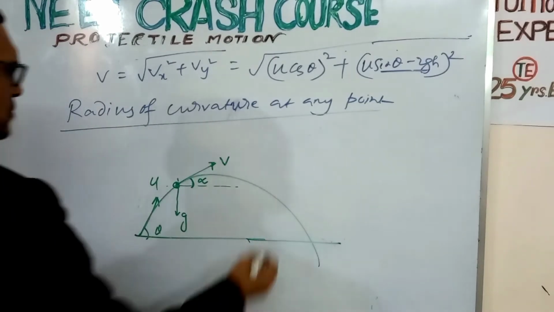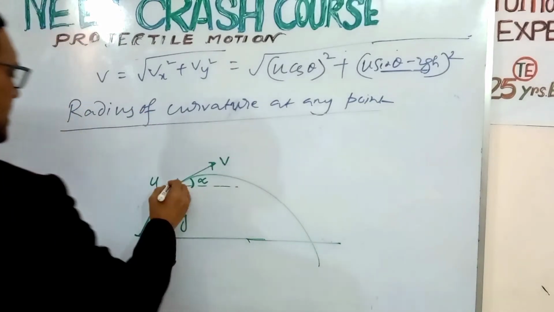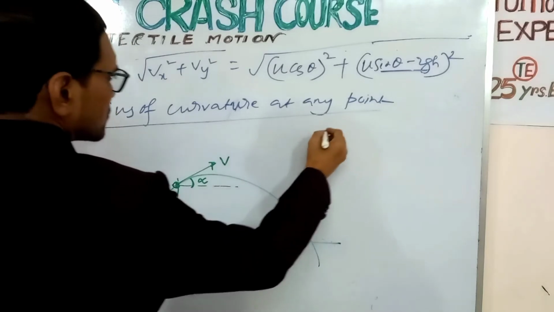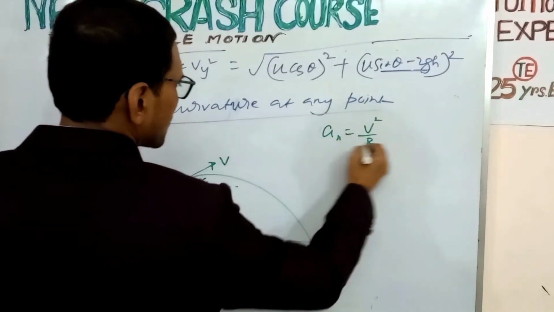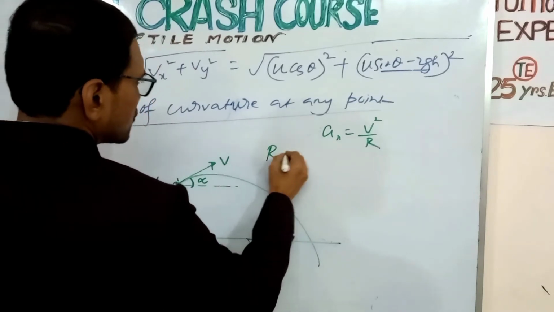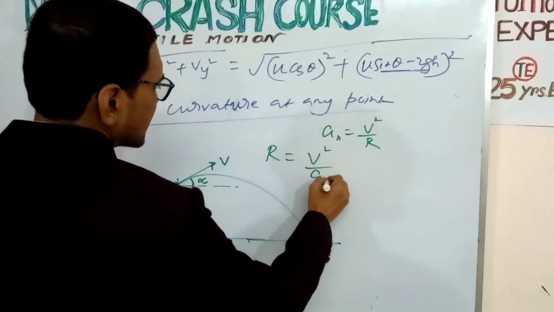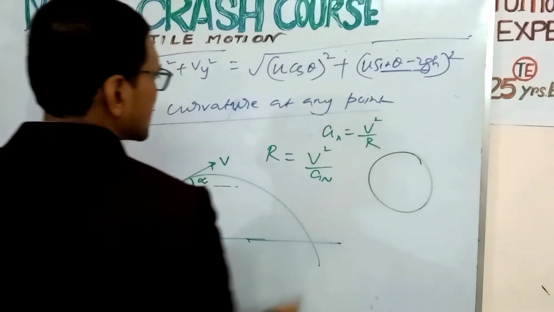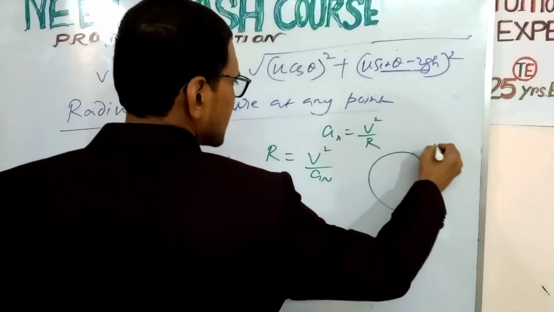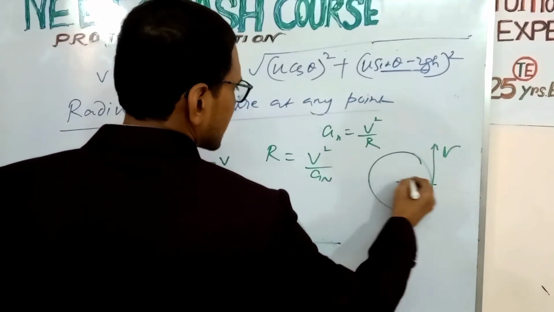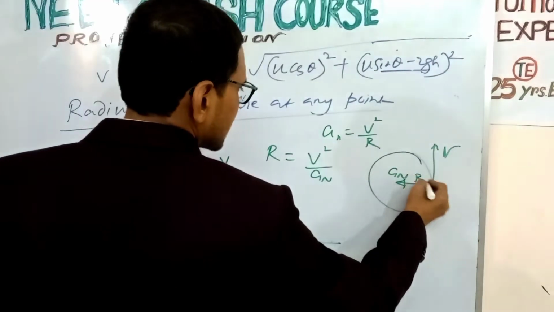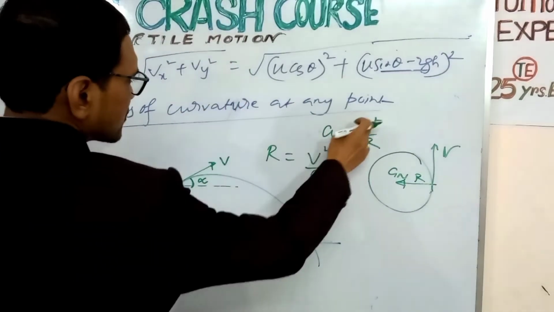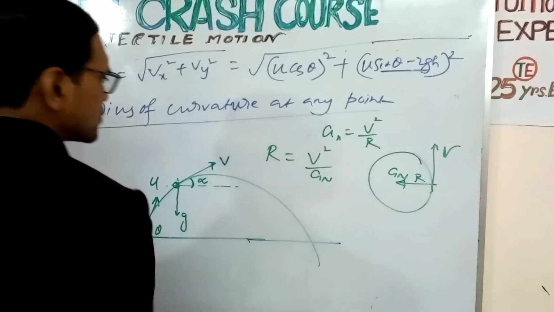Angle alpha is given and the velocity is v. Then the formula for the radius of curvature at any point: we know normal acceleration n equals v square by r. So r equals v square by n. That is for a circular motion. If the velocity is v, the radius is r and the centripetal acceleration is n, then the radius r equals v square by n.